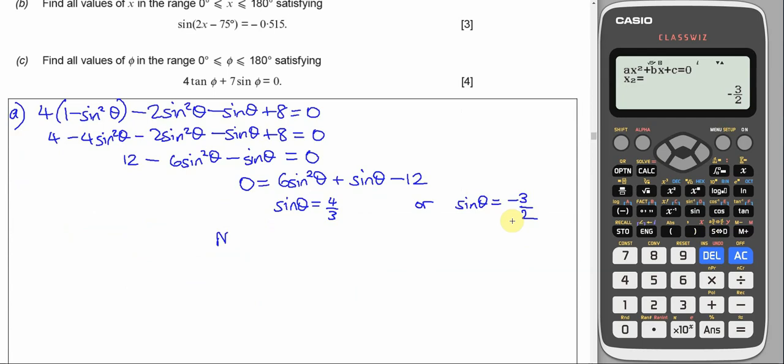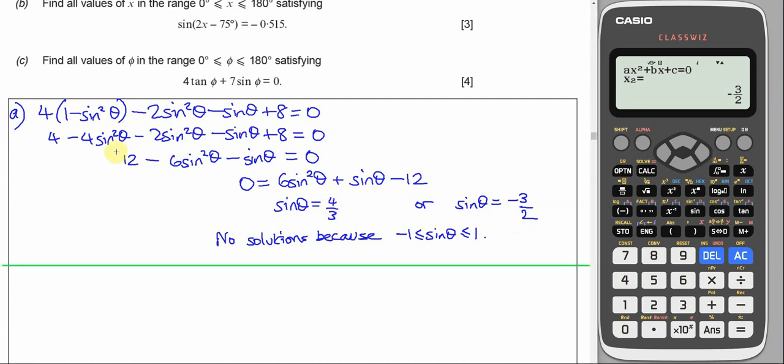So there are no solutions because, and you will need to give a reason, even though the question doesn't ask for a reason. Maths exams are all about showing understanding. So you need to say why there's no solutions here. I'm going to say no solutions because sine theta has a range of minus 1 to 1. And therefore, we're not going to get any solutions to it equaling 4/3 or equaling minus 3 over 2.